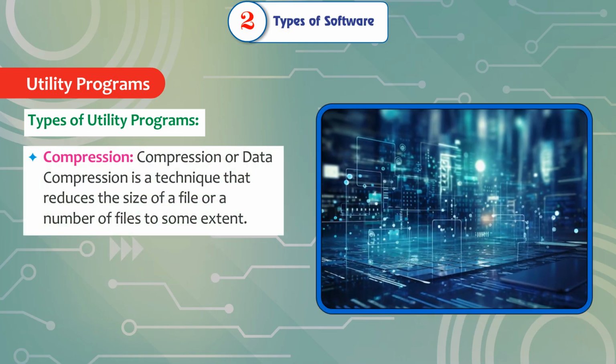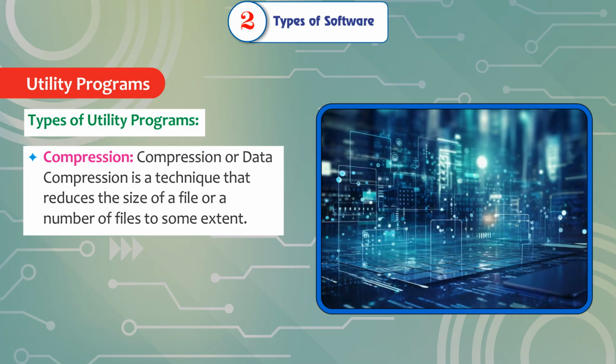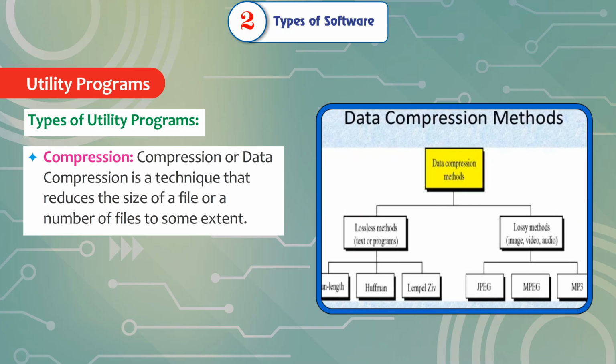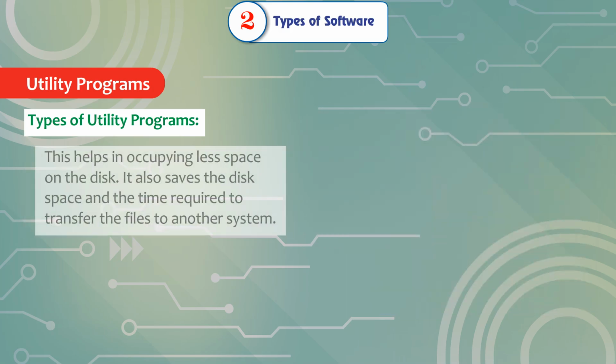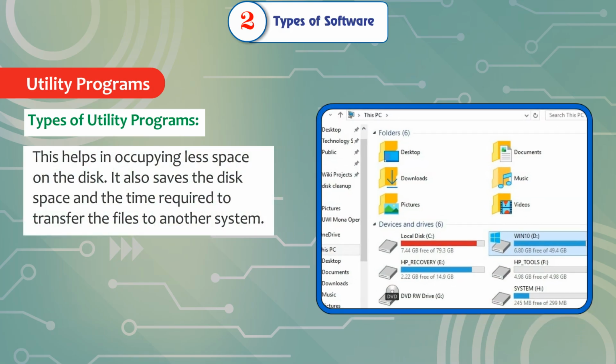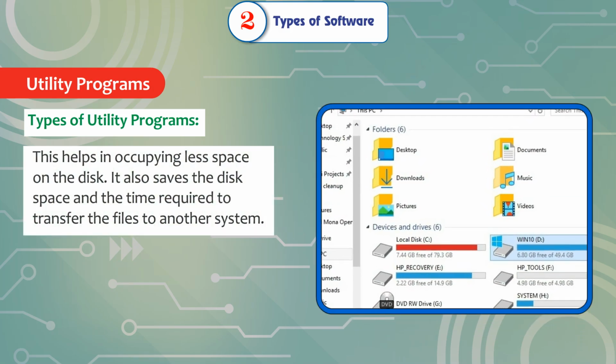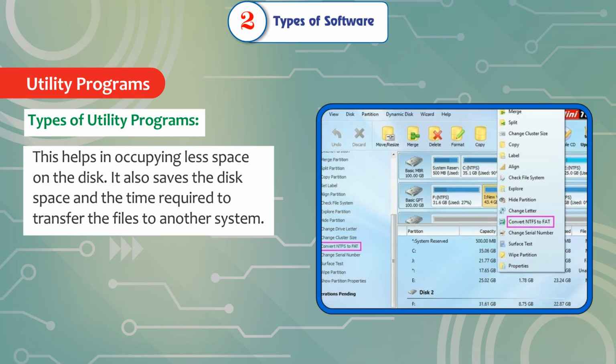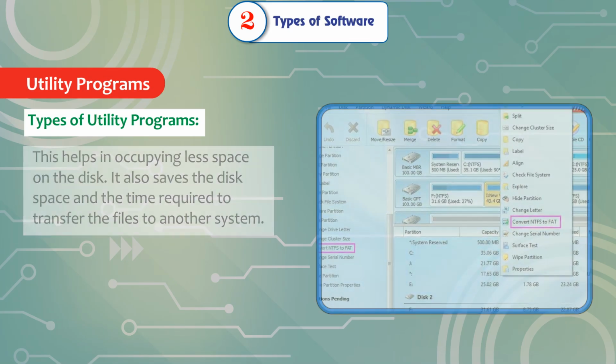Compression or data compression is a technique that reduces the size of a file or a number of files to some extent. This helps in occupying less space on the disk. It also saves the disk space and the time required to transfer the files to another system.